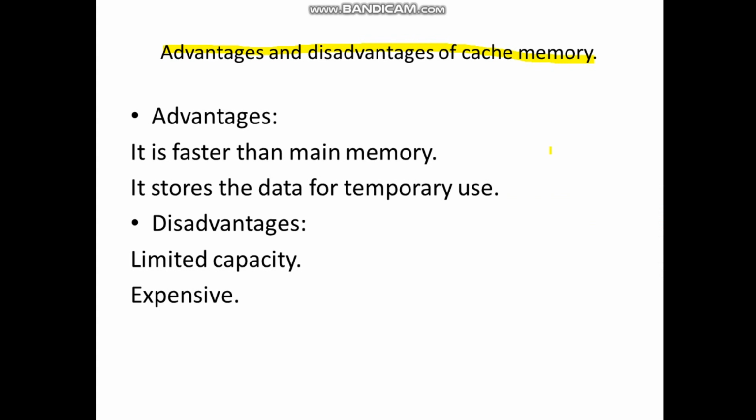Next we have advantages and disadvantages of cache memory. Advantages: it is faster than the main memory. It stores the data for temporary use. If any request has been made by the CPU and that response is already in the cache, cache itself responds to the CPU and no bus request is made. Disadvantages: limited capacity and it is expensive.